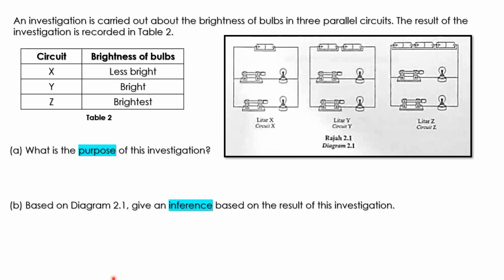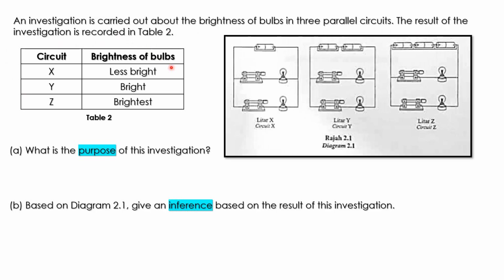Hi everyone. Okay, so this is a science question for year 5 students from the chapter on electricity. Here it says that an investigation is carried out about the brightness of bulbs in 3 parallel circuits. The result of the investigation is recorded in table 2.